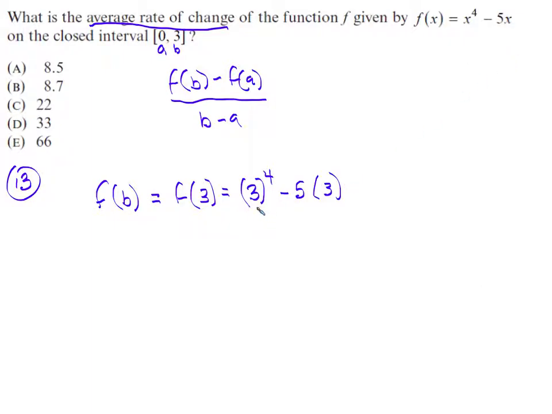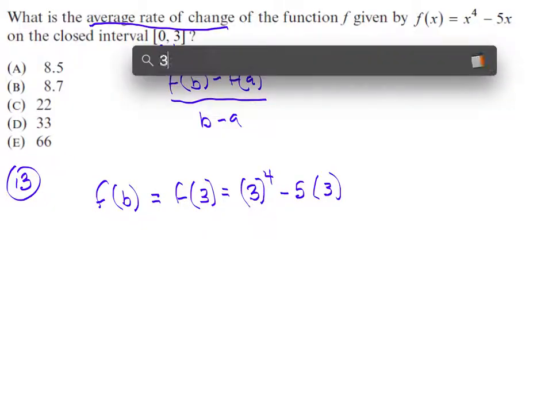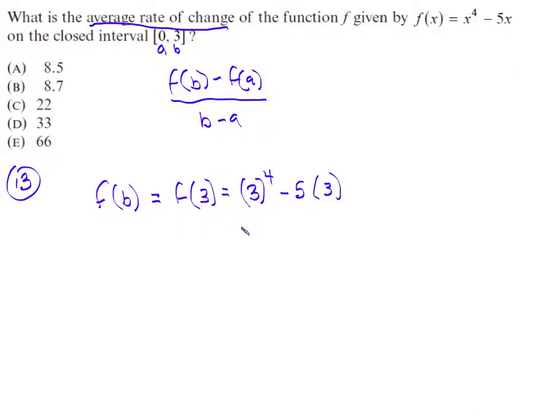How do we do this? 3 to the power of 4. I think that's 81. Okay, I'm just going to double check because I don't trust myself. 3 to the power of 4 is 81. So I have 81 minus 5 times 3, which is 15. So this value is 66. Make sure I did my math right. Good. So I know f of b, and f of a is going to be easy to find. Let's go ahead and sub these in.